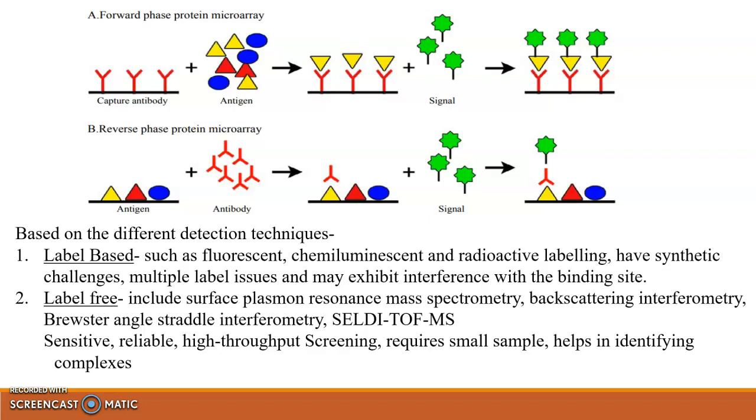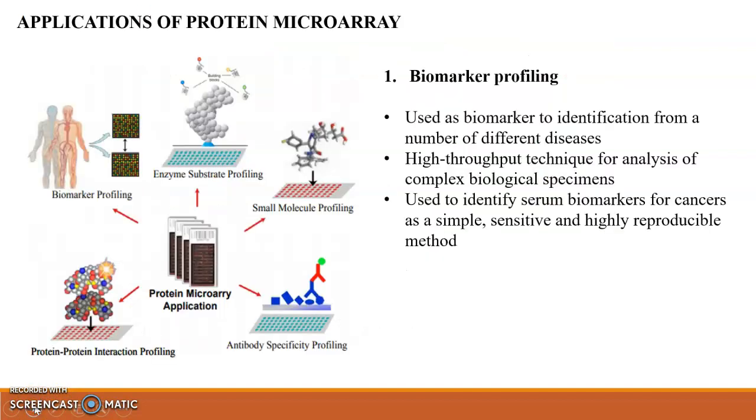That is sensitive, reliable, and high throughput screening, requires a small sample, and helps in identifying the complexes. It is the most reliable method and is most frequently used when compared with the label based technique. This is about the process and the types of the protein microarray. Next is the application of the protein microarray.